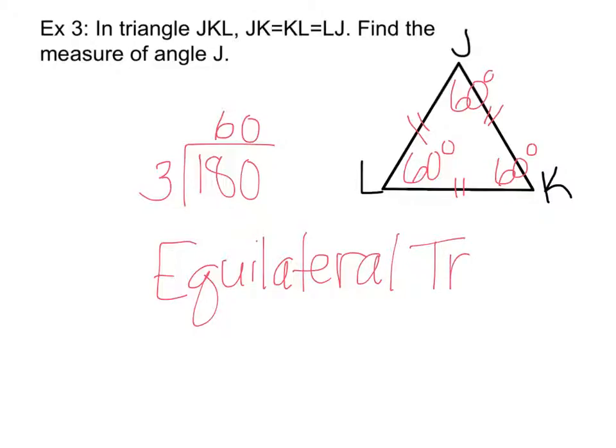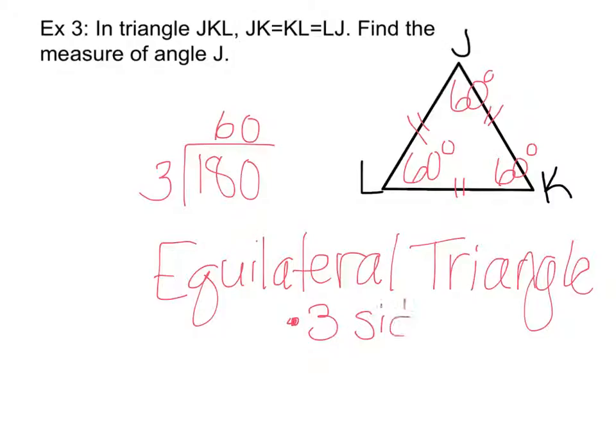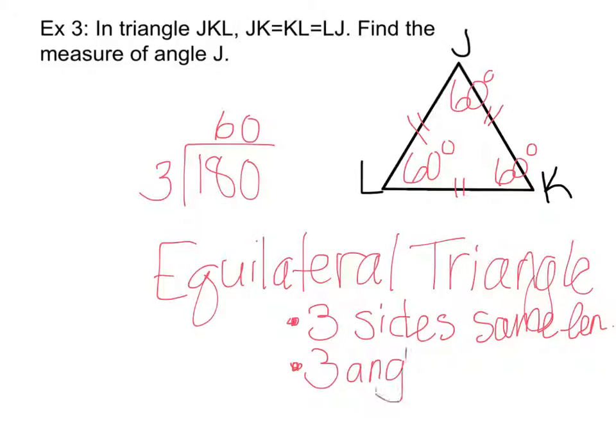Equilateral triangle, meaning 3 sides, same length. Okay, then we also have 3 angles, same measure.